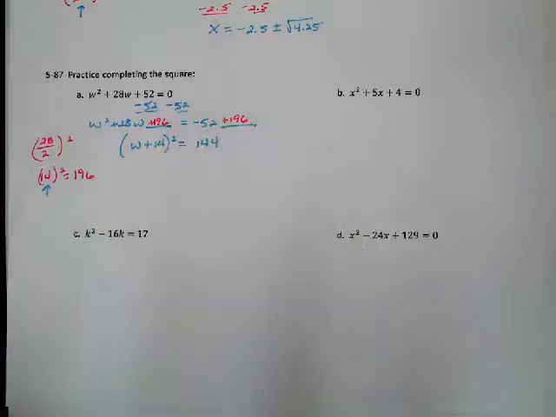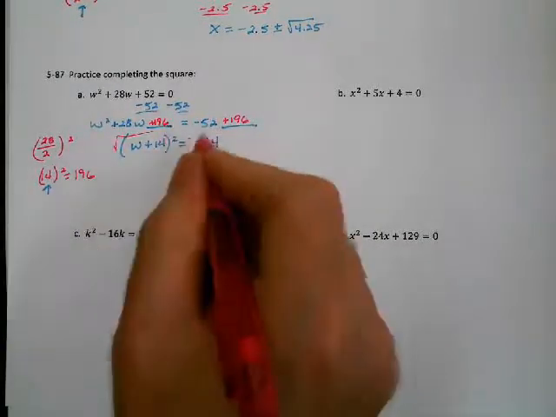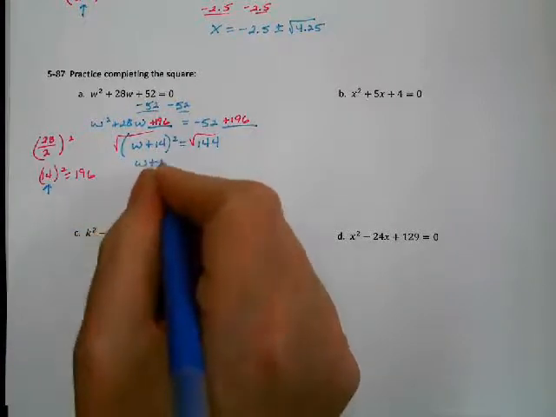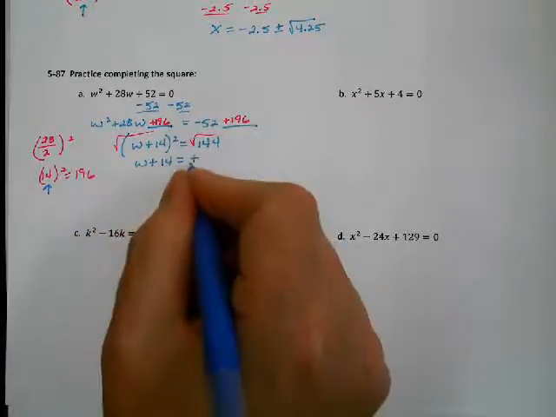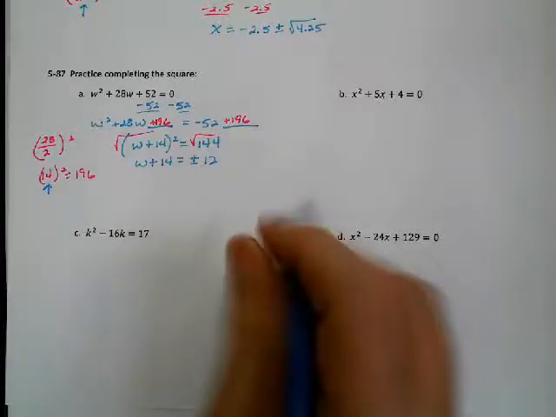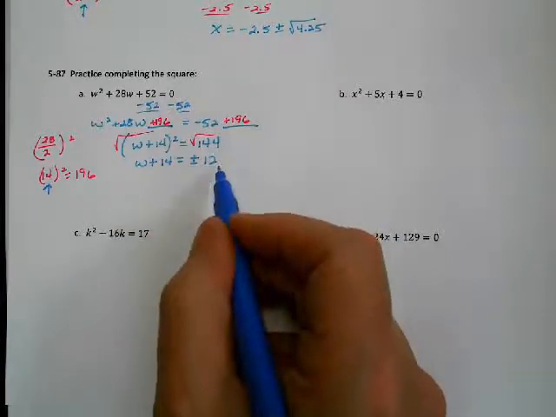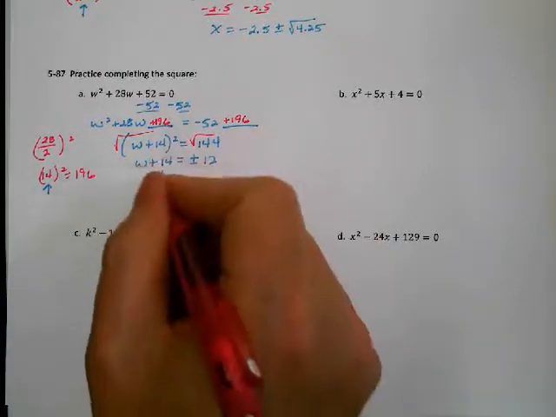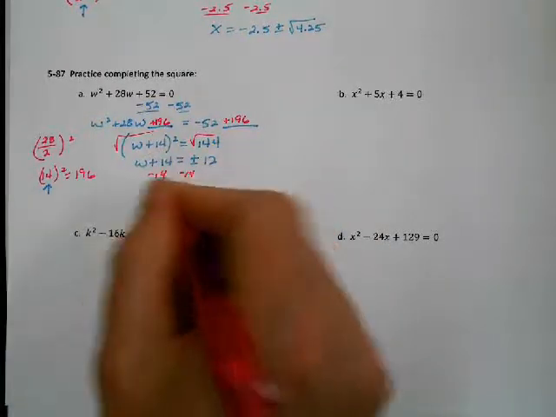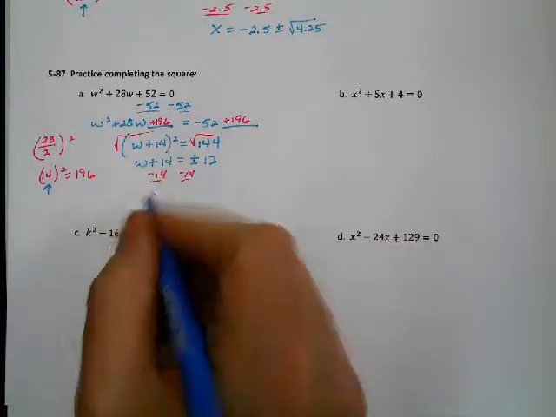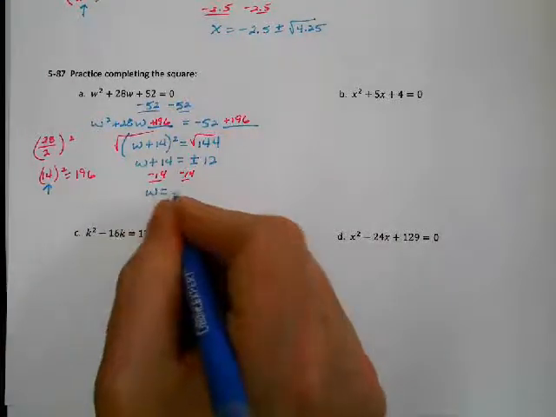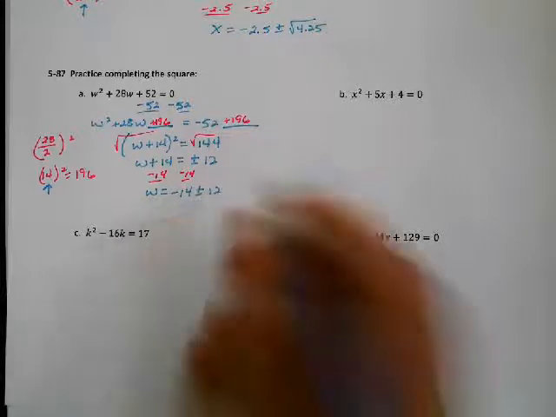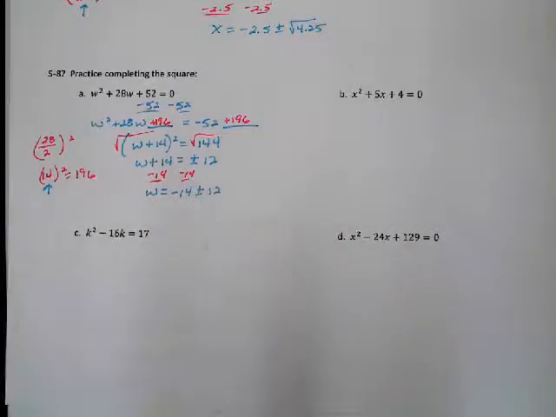I take the square root of both sides. And I get w plus 14 equals plus or minus 12, because the square root of 144, that's a perfect square, is 12. I am now going to subtract 14 from both sides, using my subtraction property of equality. And I get negative 14 plus or minus 12.